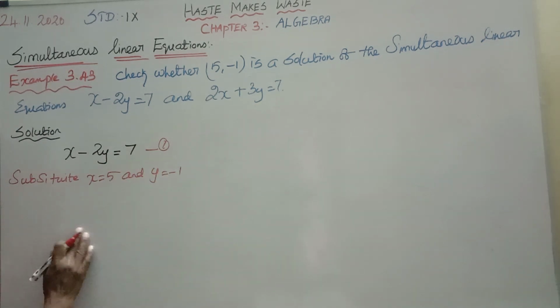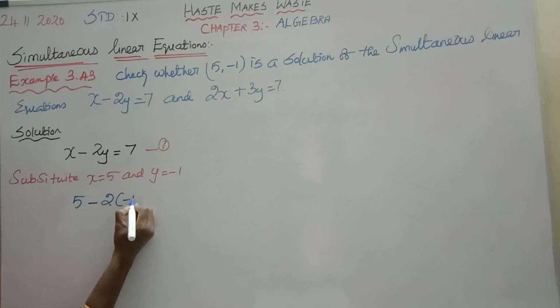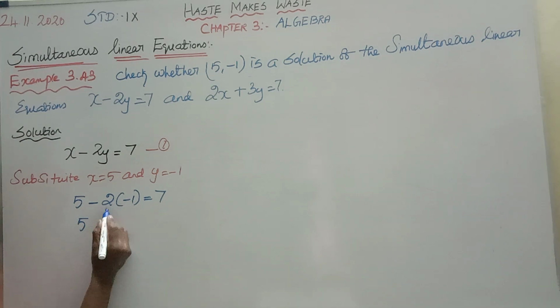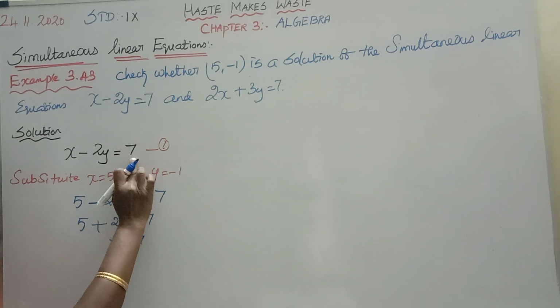What is the x value? 5. So the equation becomes 5 minus 2 into minus 1 equal to 7. 2 ones are 2, minus into minus is plus, so 5 plus 2 equal to 7. Now 7 equal to 7. LHS is equal to RHS.